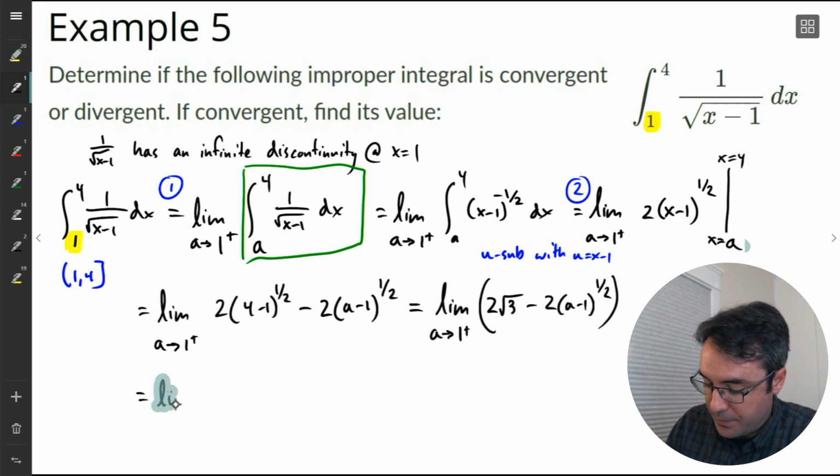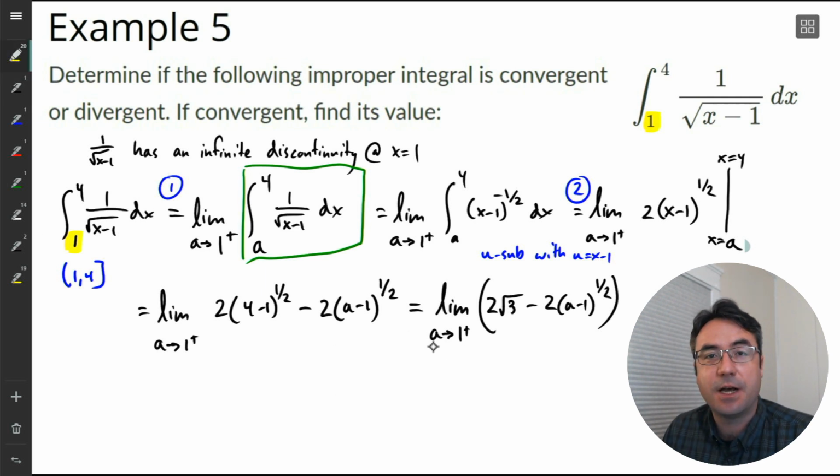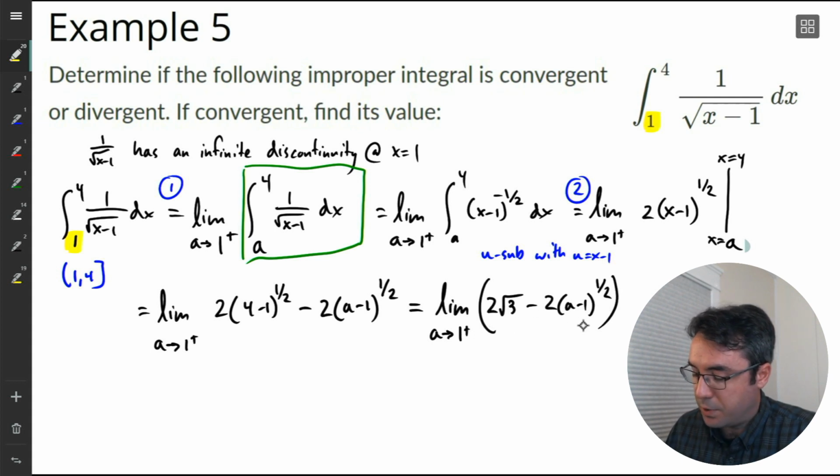Whenever the limit is of something approaching a number, the first thing we should try is to plug in the number and see what happens. If you get a numerical value out, most likely that's what your limit is going to be. And so we can plug in a equals 1 into this function.